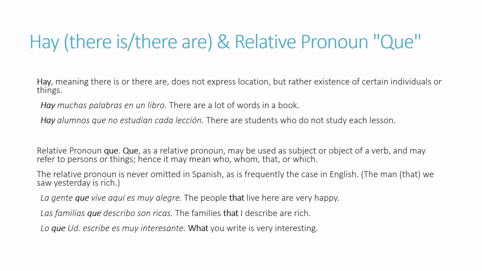So in English we can omit "that." For example, the people live here are very happy. The family I describe are rich. But we cannot omit que in Spanish. La gente que vive aquí es muy alegre. We lose the meaning completely if we just say "la gente vive aquí es muy alegre." Las familias que describo son ricas. Lo que usted escribe es muy interesante. What you write is very interesting.